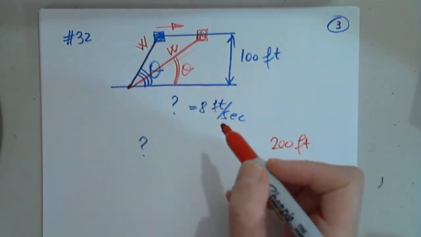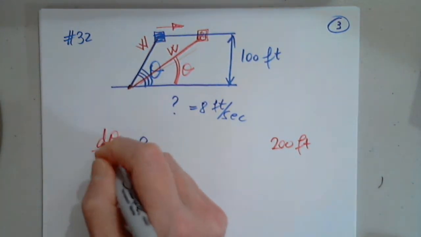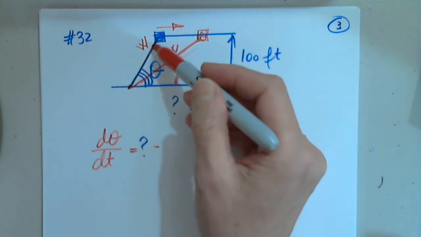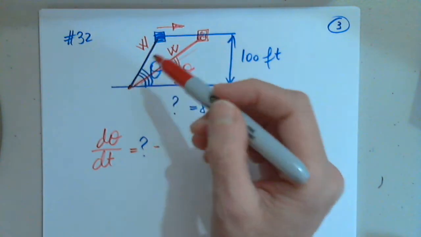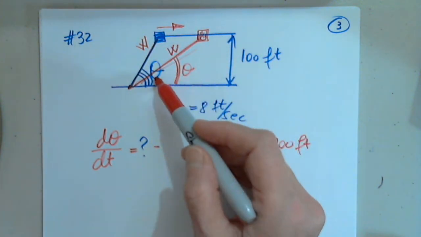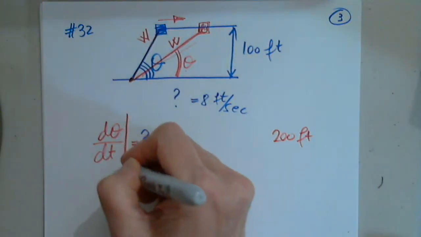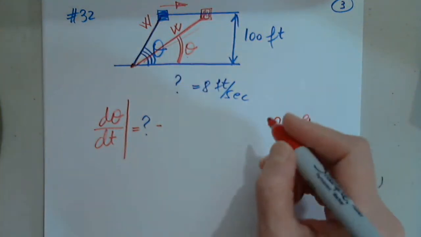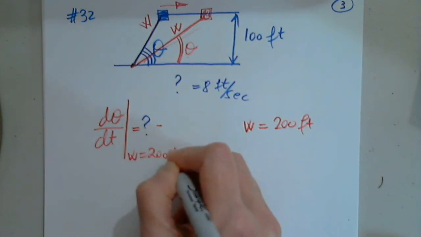So obviously what we're asked to find is d theta over dt. So the distance changes with time, the length changes with time, and the angle changes with time. So now we're told to find the rate of change of the angle with respect to time when W equals 200 feet.